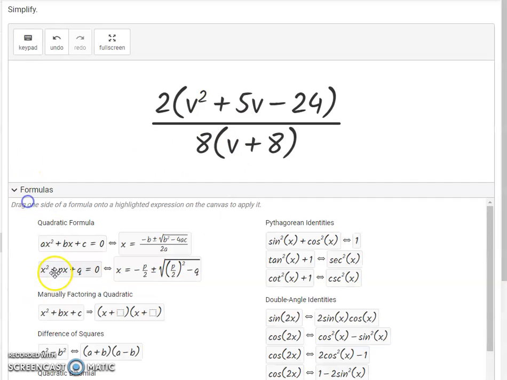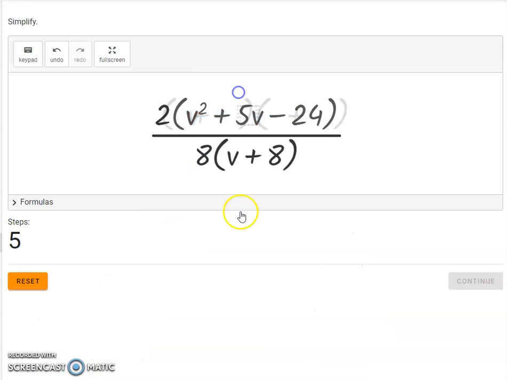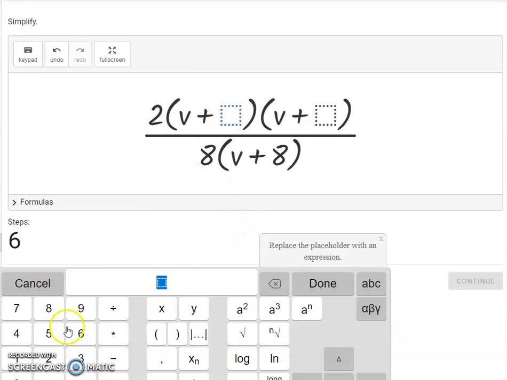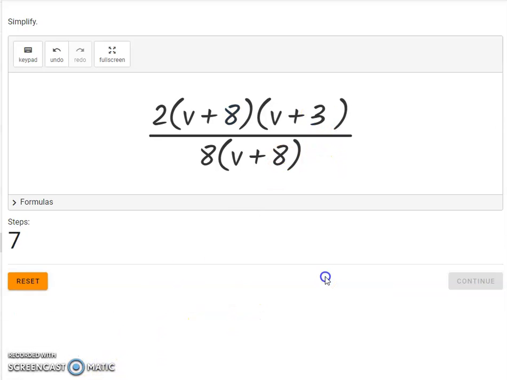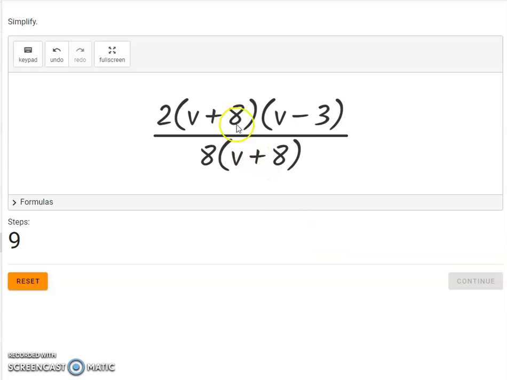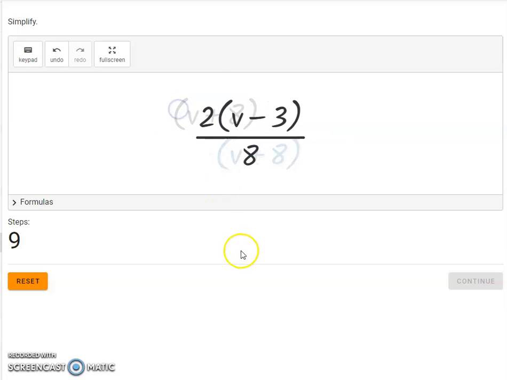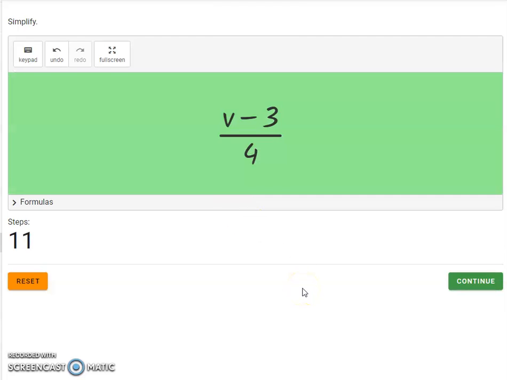So in our factors, v plus 8 is one of them, and the other one is v minus 3, so I'll put a negative 3 here. When I add the 3 and the negative 3 and the 8, that's 5. That was the middle term. And if I multiply 8 and negative 3 and 2, that's negative 24. That was the c term of that quadratic. So I put the v plus 8 on top of itself. That's 1. I put the 8 on top of the 2, or the 2 on top of the 8, and I get 1/4. So the final answer is v minus 3 all over 4.